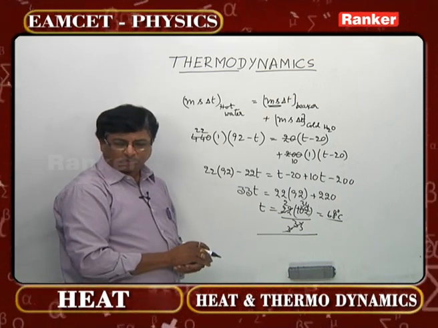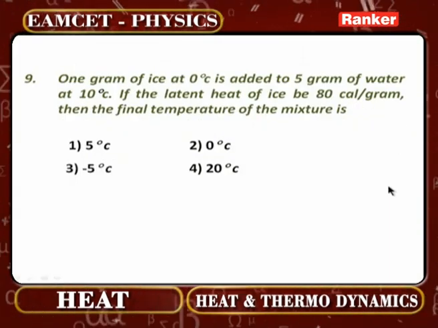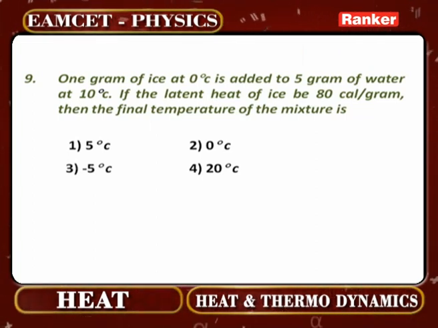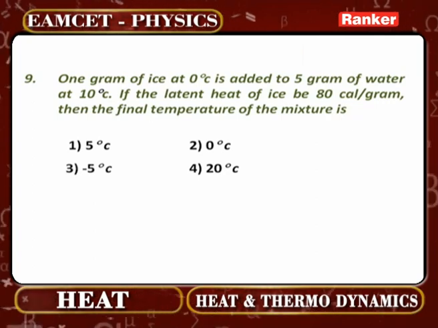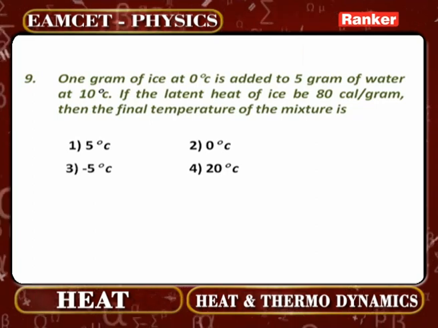Now check the very next problem, please. Problem number 9. 1 gram of ice at 0 degrees centigrade is added to 5 gram of water at 10 degrees centigrade. If the latent heat of ice be 80 calorie per gram, then the final temperature of the mixture will be how much? In these model questions, you in fact need not work out much.